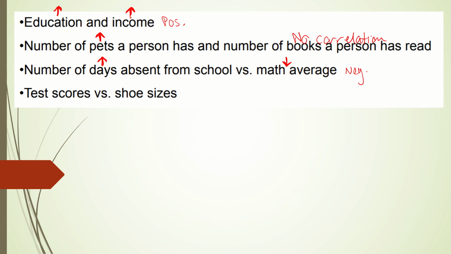Okay, last one on this slide, test scores versus shoe sizes. So as your test scores go up, you're doing better on tests. What's happening to your feet? I hope you said nothing. That is a no correlation. So open up the no correlation flap and write that inside. Then we'll move forward and take a look at 4 more.